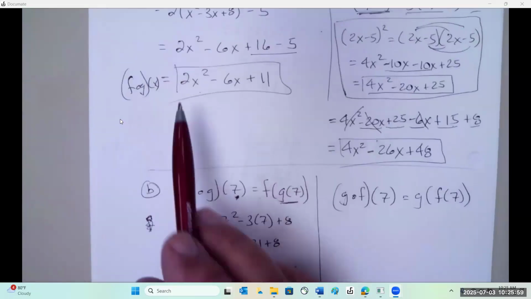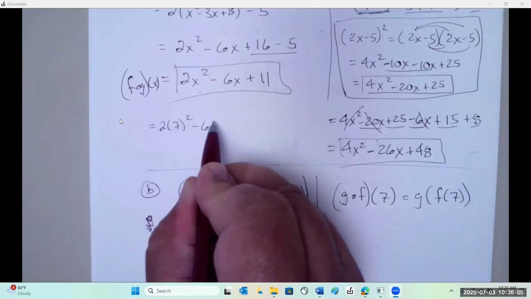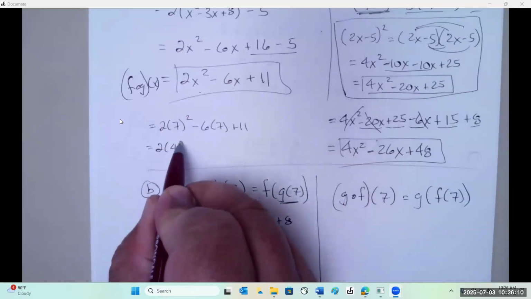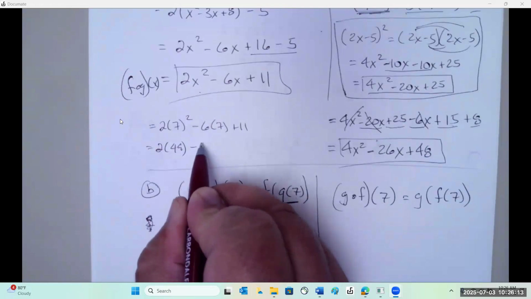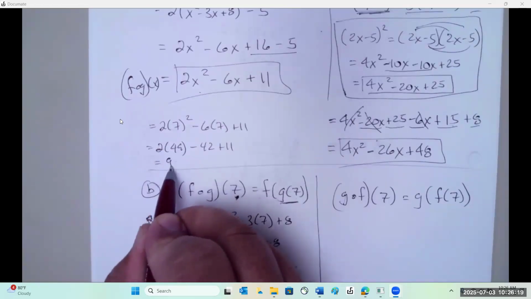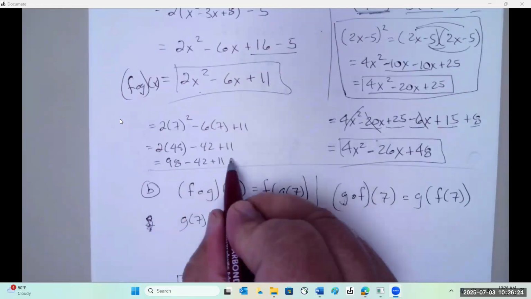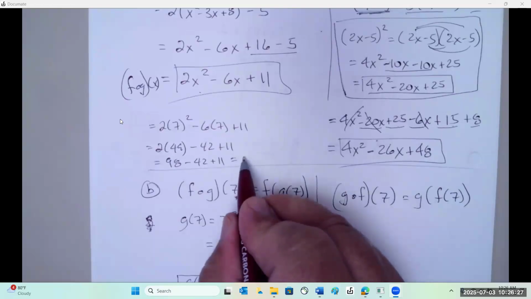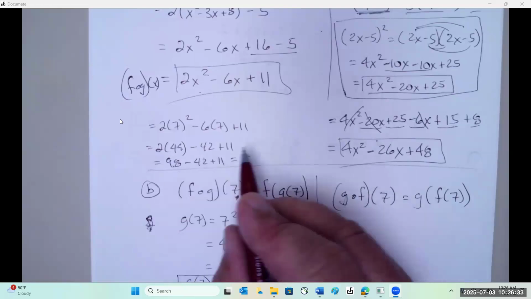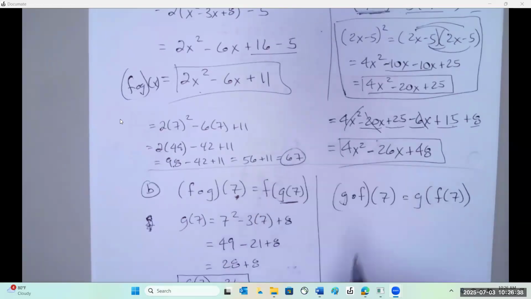So if I put 7 in place of x, 2 times 7 squared minus 6 times 7 plus 11. 2 times 49 minus 42 plus 11. 98 minus 42 plus 11. 98 minus 42 is 56, plus 11 is 67. Same answer.